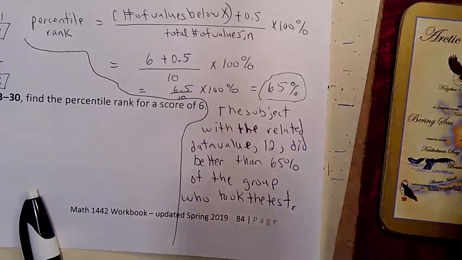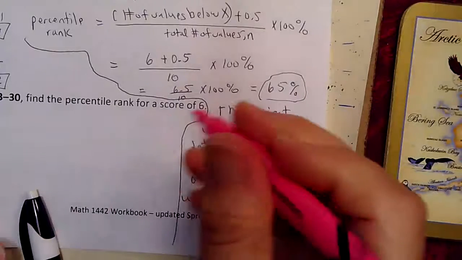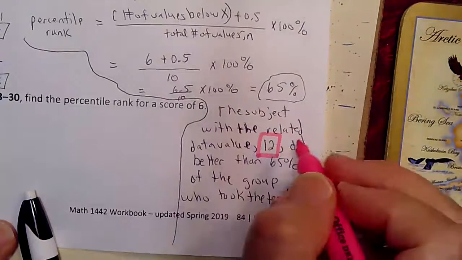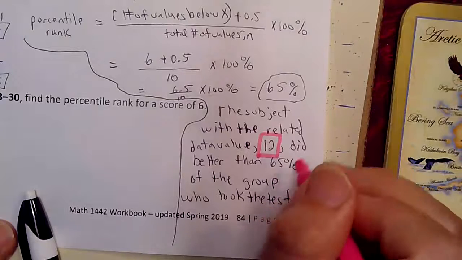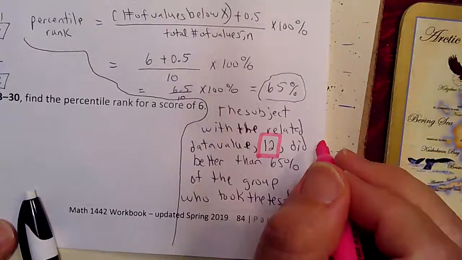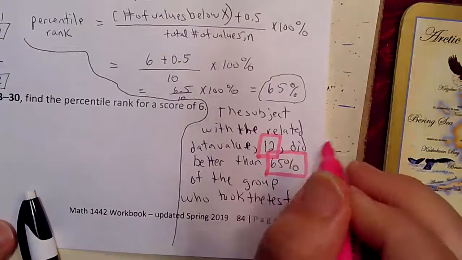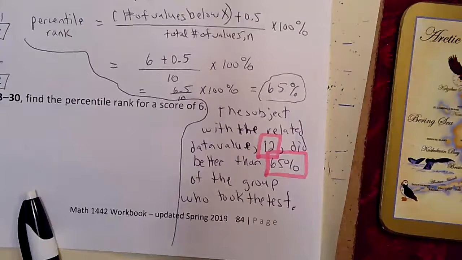So when you write these sentences, you can keep the same sentence. You're just going to be replacing your data value and the percentage. That's really all we can do. So the subject with related data value 12, they did better than 65% of the group who actually took the test, okay?